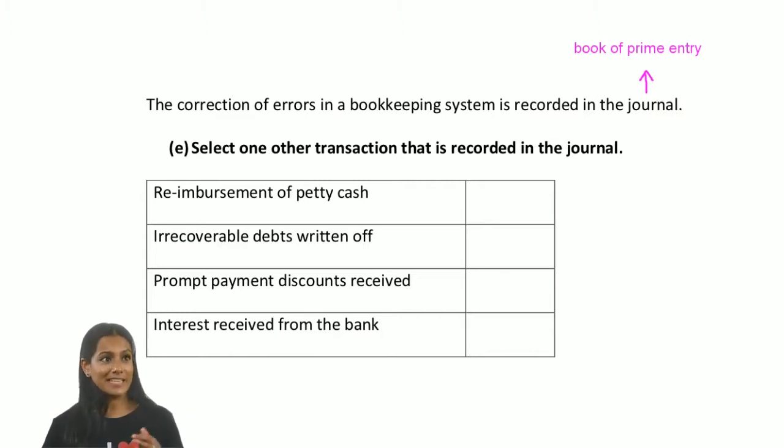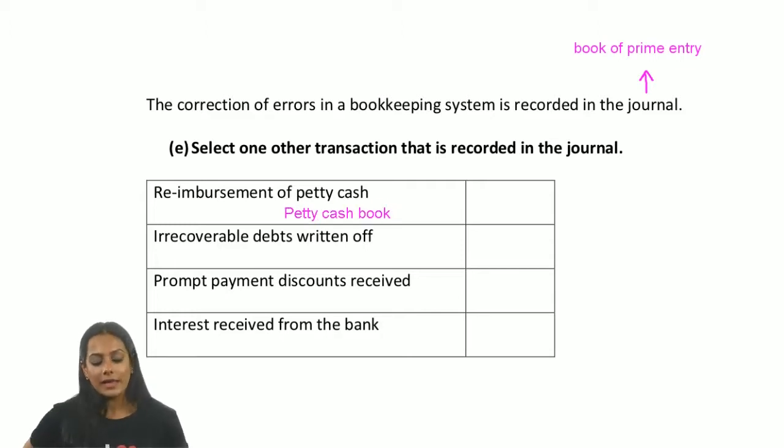Reimbursement of petty cash. If you reimburse petty cash, it means you're trying to top up petty cash to the fixed float amount that you wish to start off with at the beginning of each period. So, you would have learnt from your studies that amounts to do with petty cash will be going into the petty cash book.